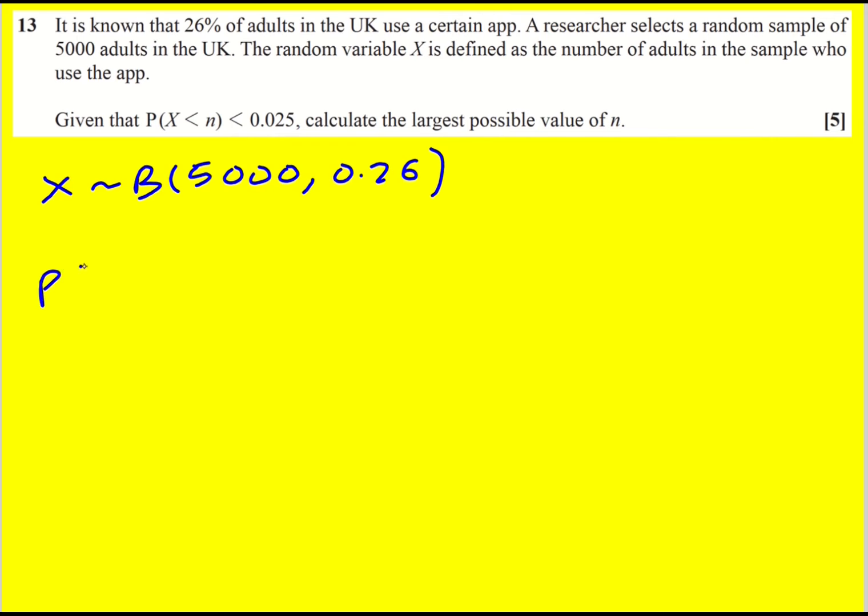We're then told that the probability that x is less than n is less than 0.025. We're asked to calculate the largest possible value of n.